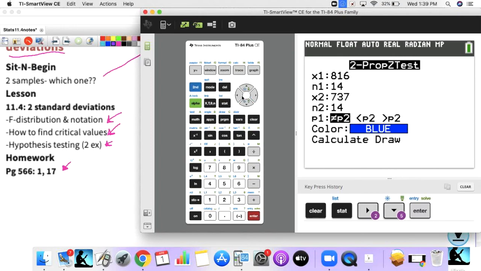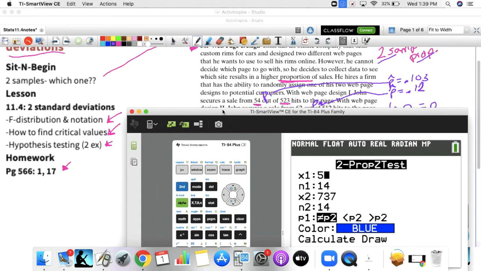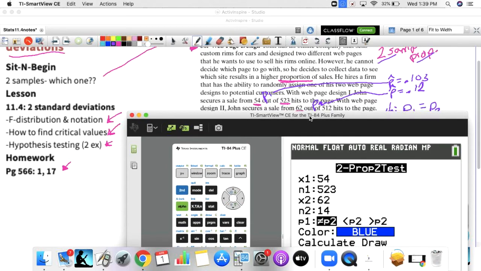My x1 is going to be 54. My n1 is going to be 523. My x2 is going to be, I think it's 62. And my n2 is going to be 512.